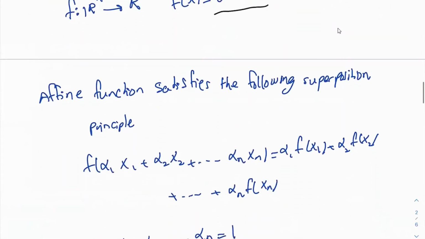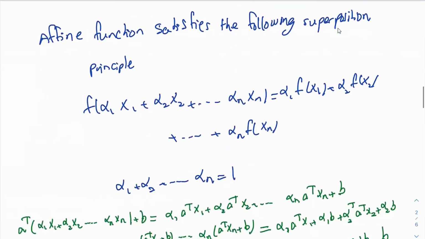Now, an affine function also satisfies a superposition principle, but not the same superposition principle that a linear function satisfies, right? So the affine superposition principle is as follows. You say f of alpha 1 x1 plus alpha 2 x2 all the way to alpha n xn is equal to alpha 1 f of x1 plus alpha 2 f of x2 all the way to alpha n f of xn, given that the alphas, the coefficients, add up to 1. So for a linear function, they could be any coefficients. For affine, they must add up to 1.